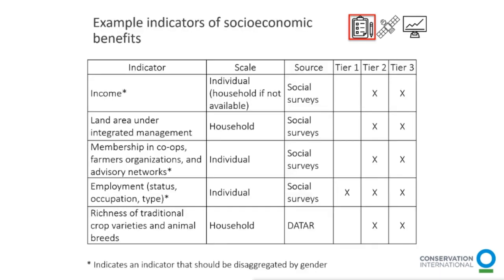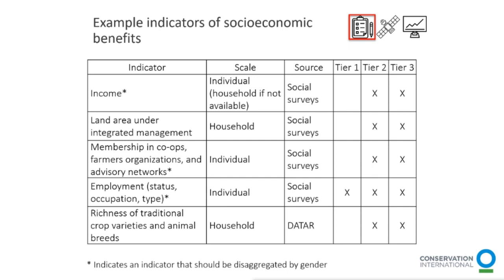So what are some example indicators for assessing socioeconomic benefits? Income, of course, is one. I've listed income as a tier 2 and 3 indicator in the table here, and that's because income typically is something that's going to be hard to get at in a useful way from broadly available data, particularly if you're trying to assess potential changes in income that might be a result of project activities.